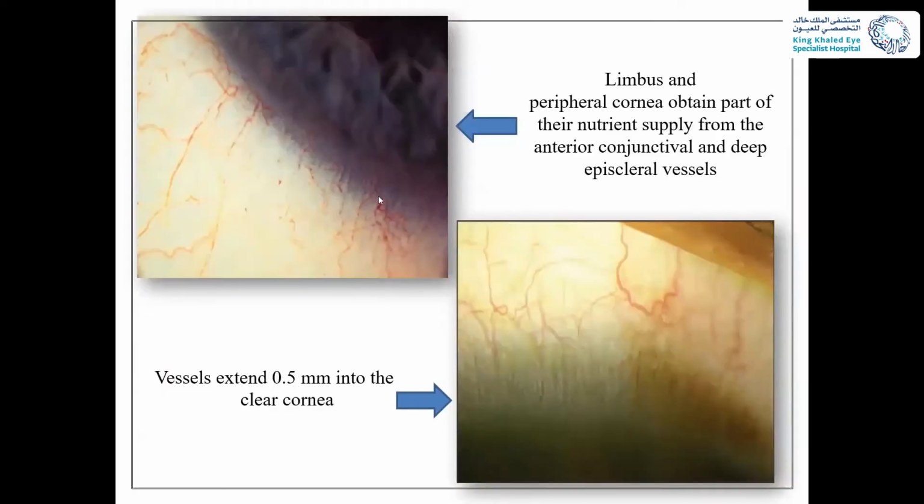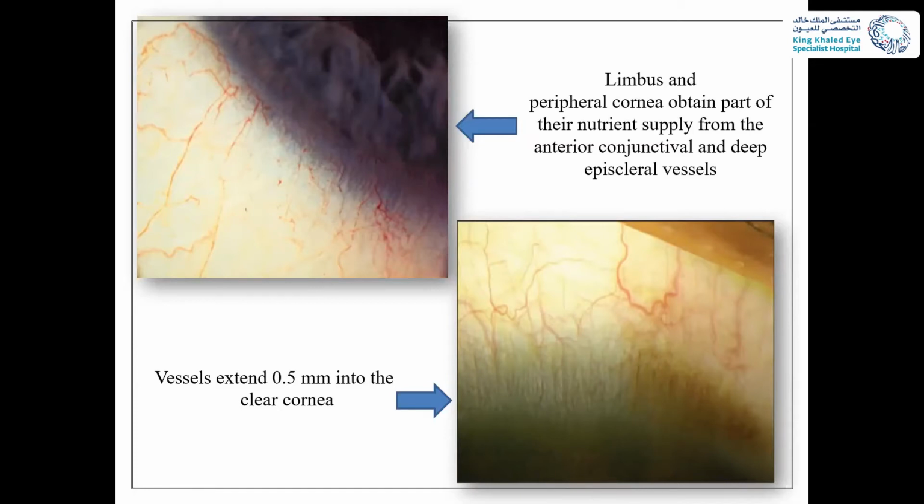Now, when you look at the limbus in the peripheral cornea, as we mentioned, it obtains part of its nutrient supply from the anterior conjunctival and deep episcleral vessels. These vessels are the carriers of inflammatory cells, immune modulators, and complements that can precipitate and occlude these blood vessels in case of inflammation. When these blood vessels get occluded, leakage and infiltration with WBCs and inflammatory cells happens. Release of enzymes like collagenase and proteinase causes the signs and symptoms of peripheral corneal ulceration.